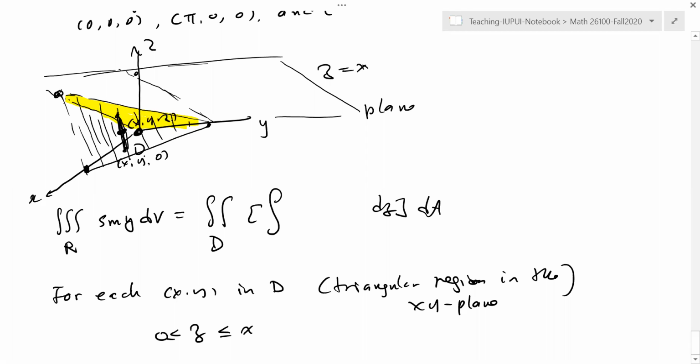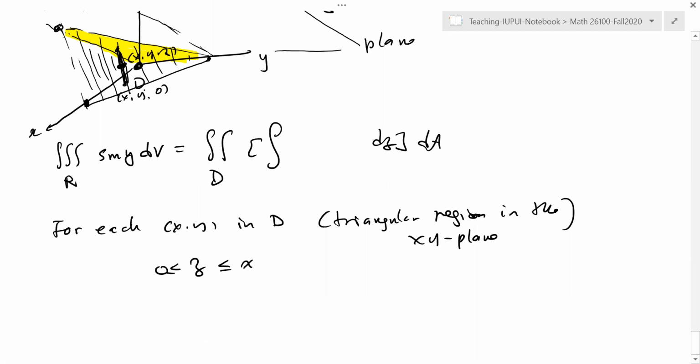What is the lower bound for z? What is the upper bound for z? The lower bound for z is 0, the upper bound for z is x. So z is going to be from 0 to x of sine y, okay?